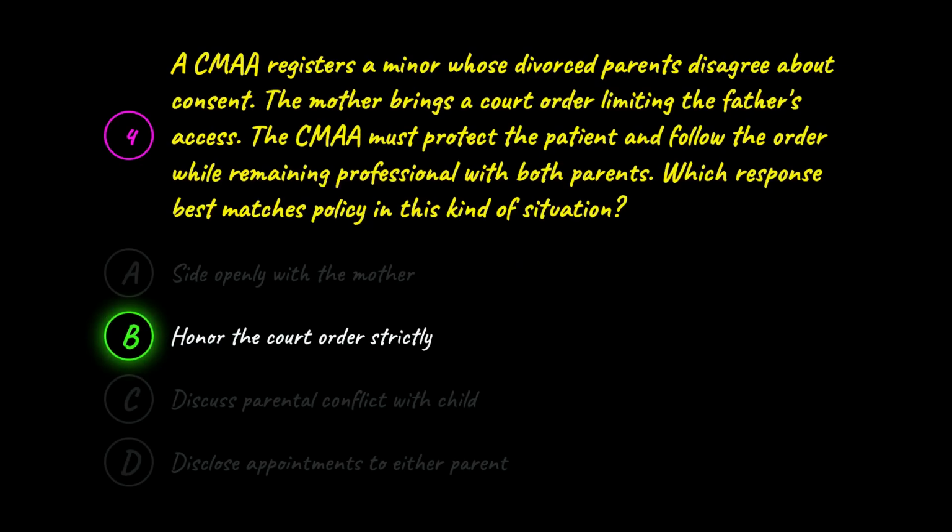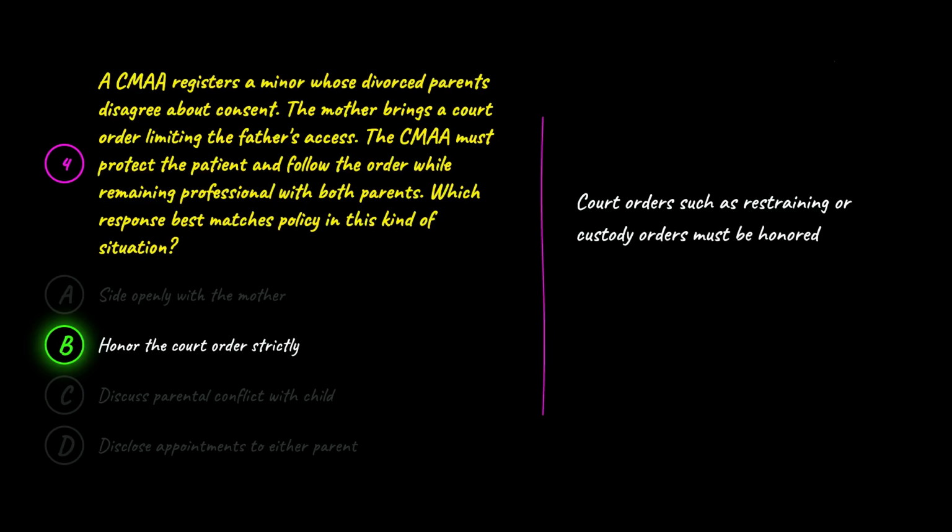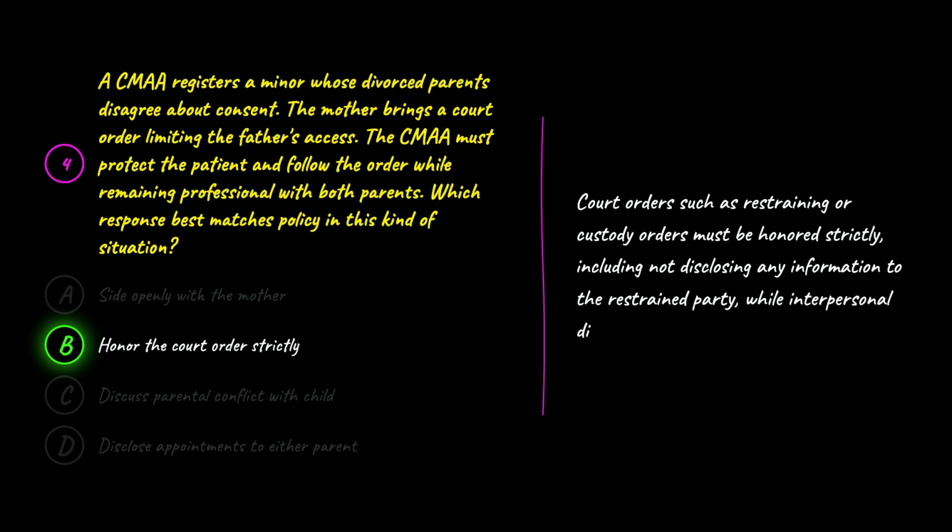The correct answer is B. Honor the court order strictly. B is correct because court orders such as restraining or custody orders must be honored strictly, including not disclosing any information to the restrained party, while interpersonal disputes between parents are escalated to administration or social work.